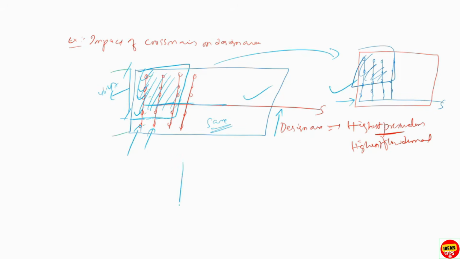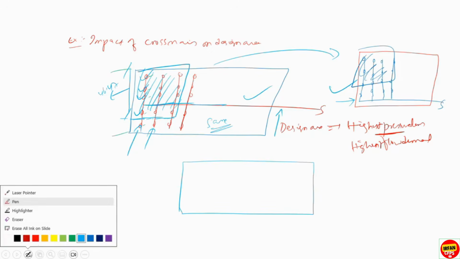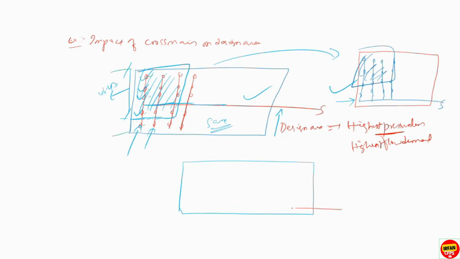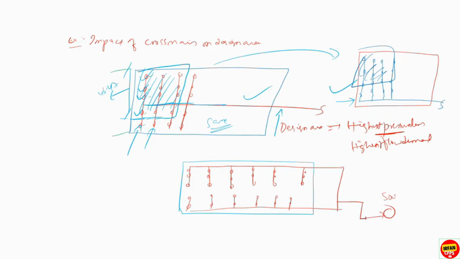Now you have two cross mains. Assume that you have two cross mains. One cross main is from this way, and you have the sprinklers on the other cross main, both not connected. In this way, for example, you have two cross mains and these two are connected together and going to the pump, or whatever the source is.